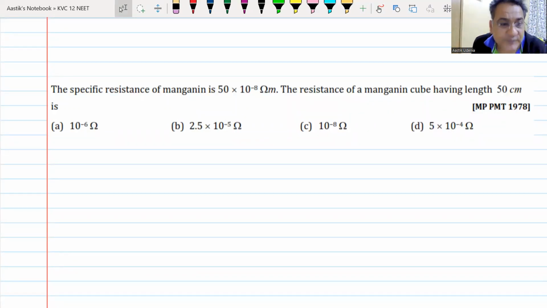This is the question. The specific resistance rho of manganese is 50 into 10 raised to the power minus 8 ohm meters. We will see the unit of specific resistance later, but just solve some questions first, then we will go into it. The resistance of a manganese cube having length of 50 centimeters is how much? I'll give you 2 minutes to solve this. Cube is given, specific resistance is given. You have to find out the resistance of that cube between any two faces. 2 minutes you have.